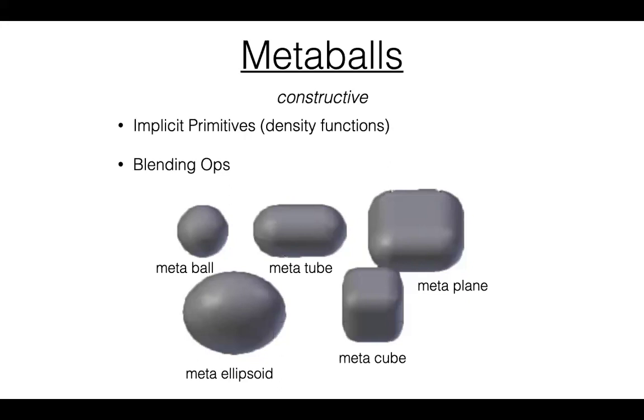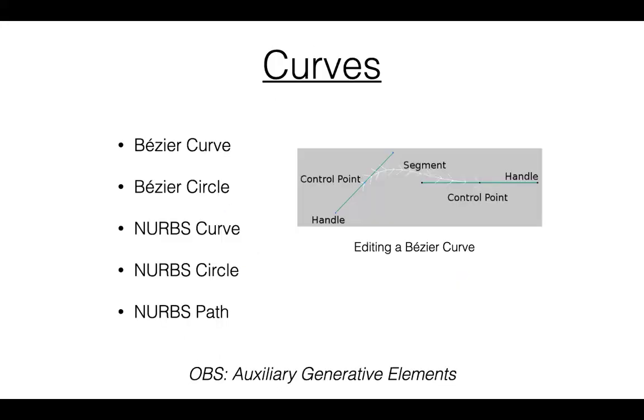And so this is all implemented in Blender. We also have curves that are used as auxiliary generative elements. So we want to build different objects. We create a curve, and then you can use that curve as the generative element, for instance, for a surface of rotation or other types of shapes using the different modeling techniques.